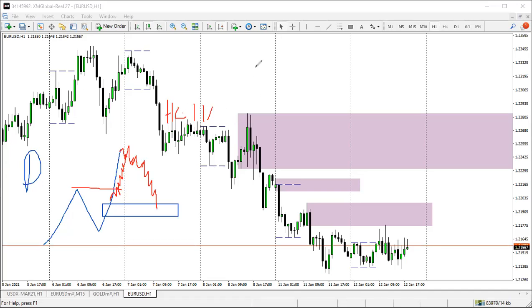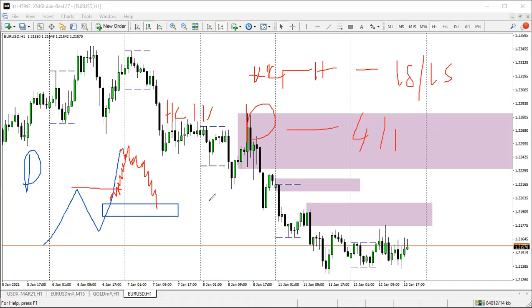So for 4 hour and 1 hour order blocks, you want a 15-minute or 5-minute bullish or bearish BMS. For a daily order block, you want a 4 hour or 1 hour bullish or bearish BMS. So now when price comes back to the daily order block, I'm looking for a 1 hour or 4 hour bullish BMS to buy. That is going to support my daily order block.